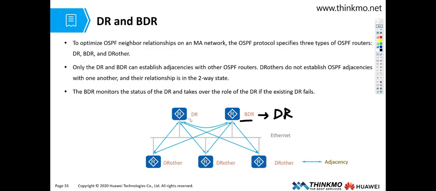It becomes a little d. Because once it becomes the DR, it does not support others competing with it. So, how do we compare this DR? How do we compare this BDR?